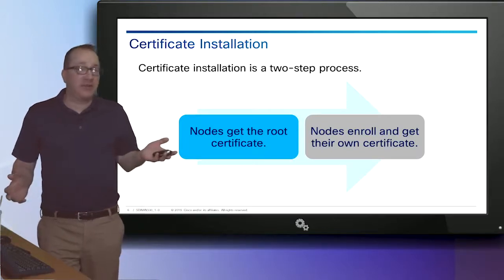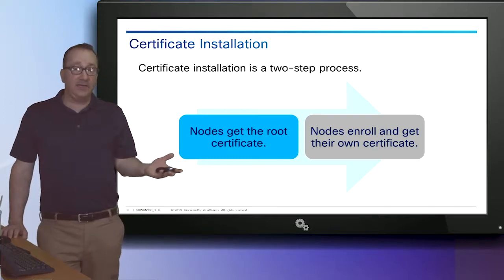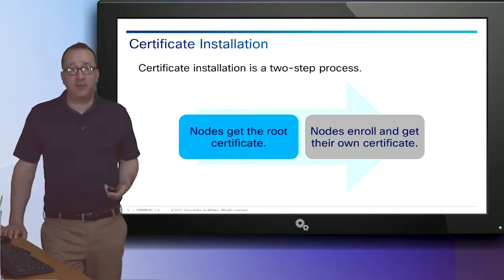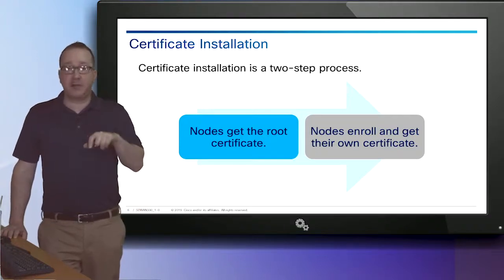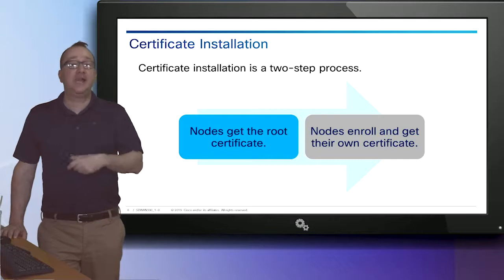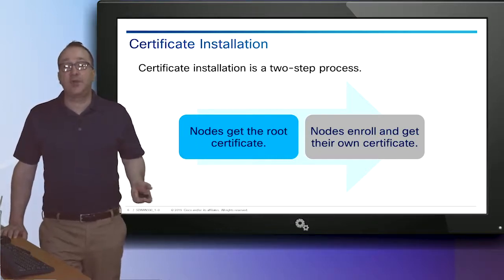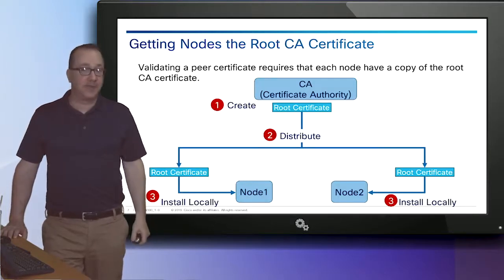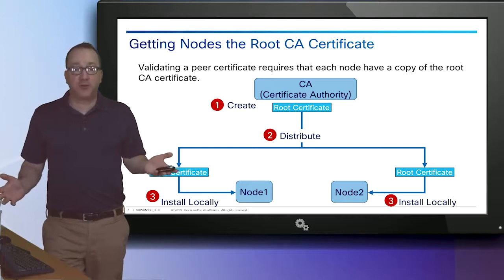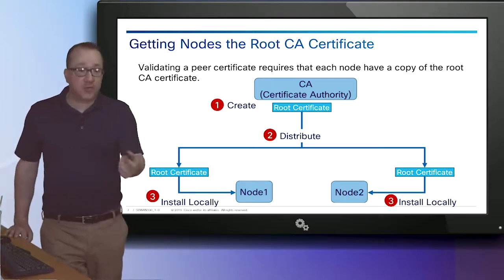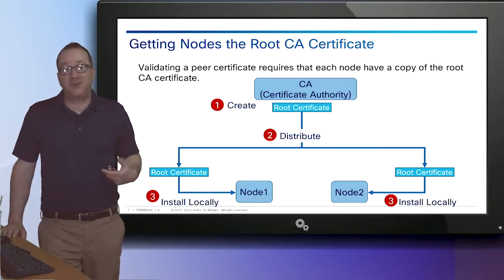Basically, a certificate installation is a two-step process. We're going to need to get the root certificate, and then we're going to need to enroll and get our own certificate using a certificate signing request. Which basically says, here's my public key, here's who I am, and you send that to the certificate authority, and they append their signature to it, saying you're actually who you are. Okay? So in a certificate hierarchy, every node trusts the same certificate authority, the root CA. All right? If I trust your root, I trust any certs that your root has issued.